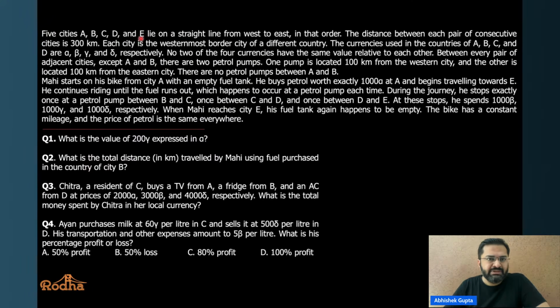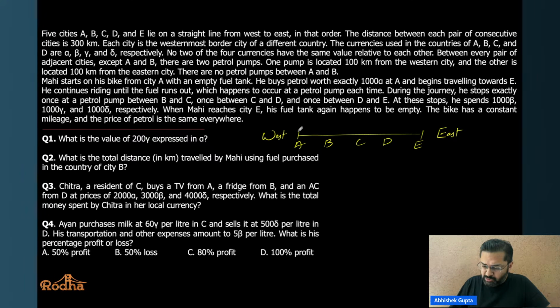Five cities A, B, C, D, E lie on a straight line from west to east in that order. So what would that mean? It would be like that, west to east. When we have to take directions on paper, we'll always do it like that. So this is west, this is east, and it seems to be suggesting that they go in this order. The cities would be like this: A, B, C, D, and E.